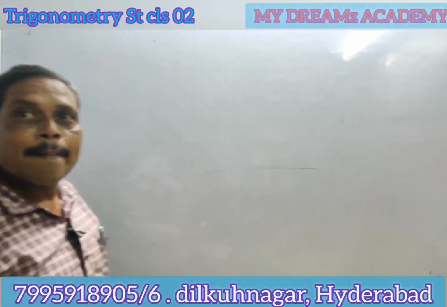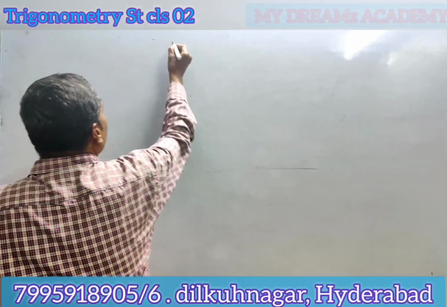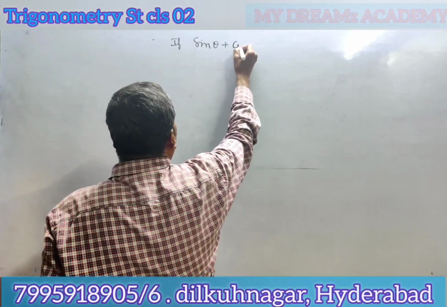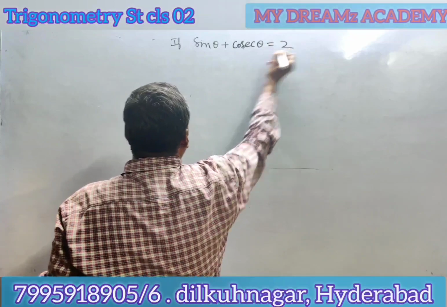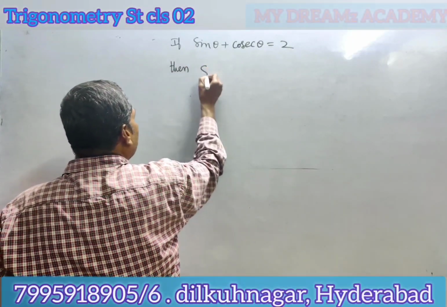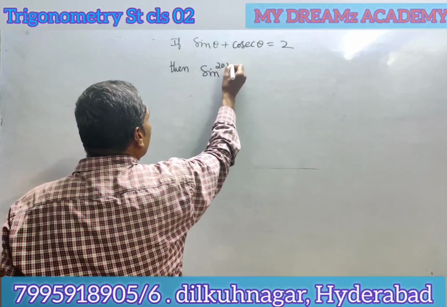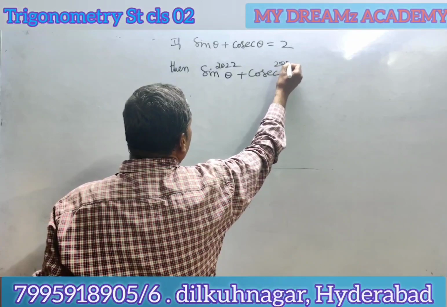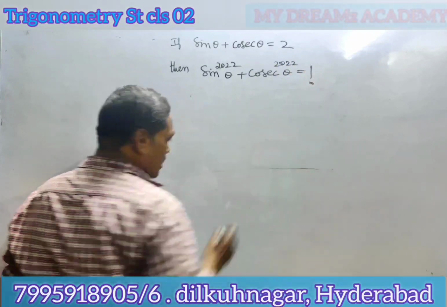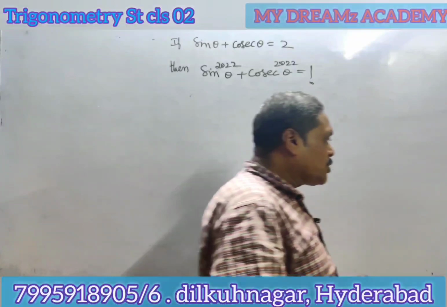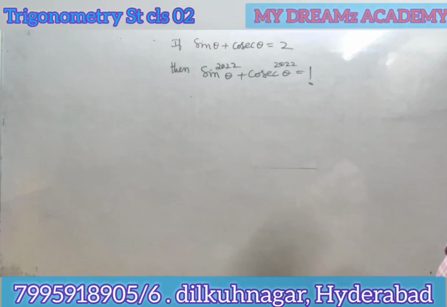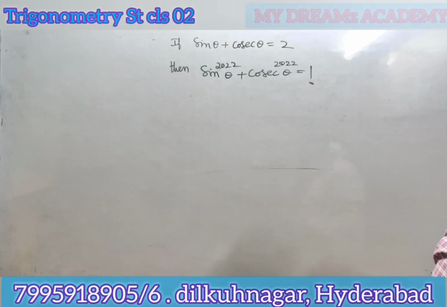Okay. Now, if sin theta plus cosecant theta is 2, then what is sin to the power of 2022 theta plus cosecant to the power of 2022 theta? By seeing the problem only you will get confusion. Why? Because sin power 2022 seems not possible. But it is possible only by observing the given problem.